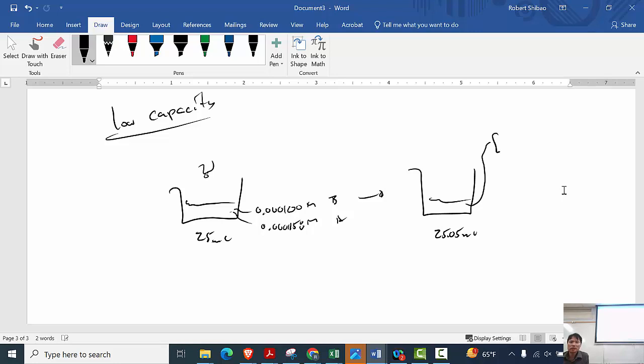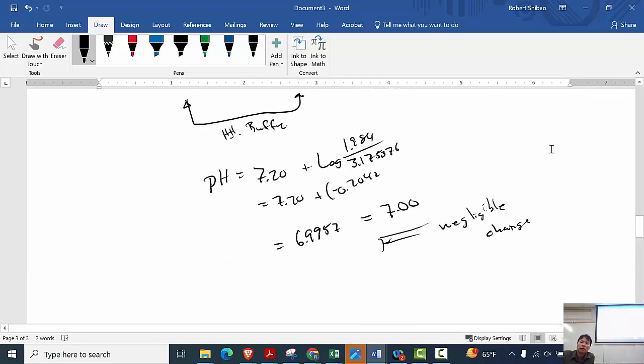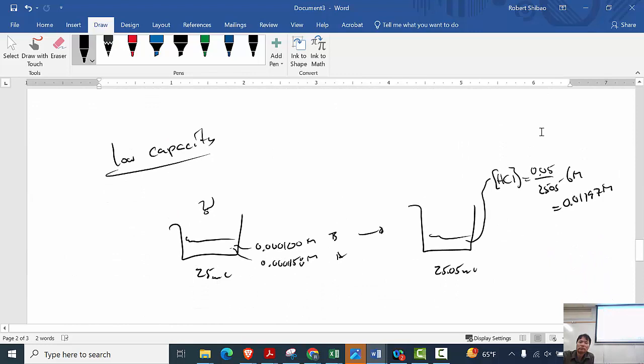And let's calculate the HCl. The HCl has the same dilution factor, 0.05 to 25.05 of 6 molar, which came out to 0.01197 molar, 1197, as I recall, 1197.6.